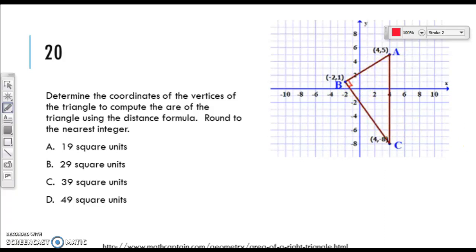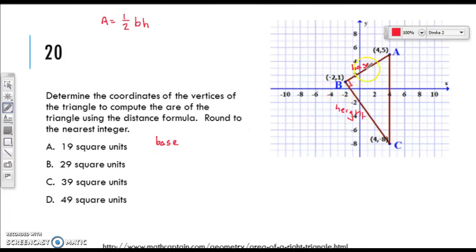So, this is the base, and this guy over here is the height. I know that to find the area of a triangle, I'm going to do 1/2 times the base times the height. So, I'm going to have to use the distance formula to find the length of each of those sides. So I'm going to do the base first.